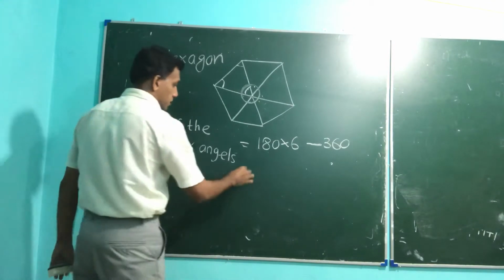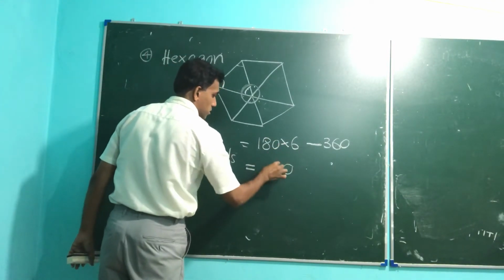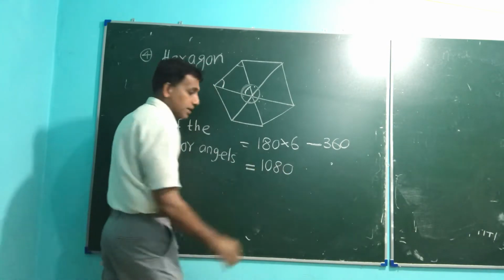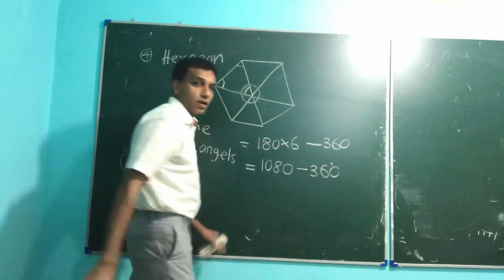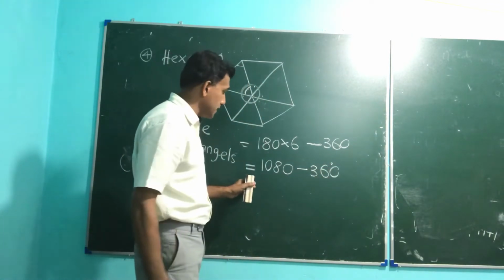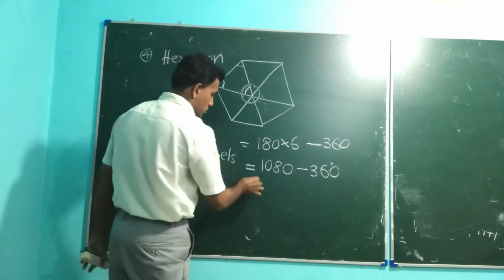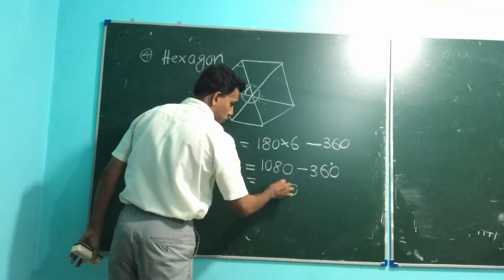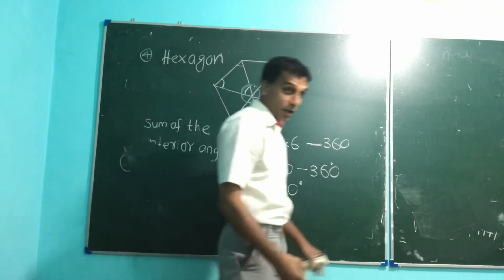So what is the answer? 1080 minus 360. 1080 minus 360 is it? Okay, so what is the answer? 720. Very important, don't miss this, it is general knowledge.